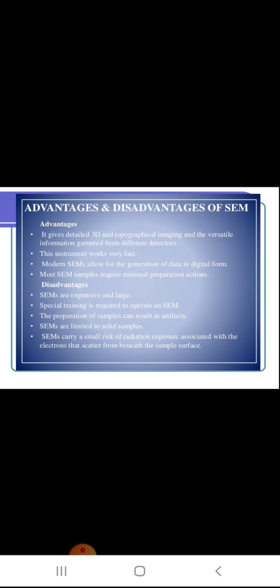Advantages and disadvantages of scanning electron microscope. Advantages: it gives detailed 3D and topographical images, and versatile information garnered from different detectors. This instrument works very fast. Modern SEMs allow for the generation of data in digital form. Most SEM samples require minimal preparation action.